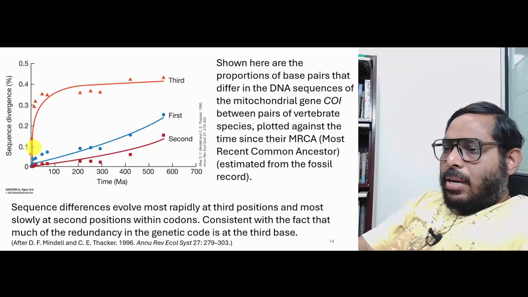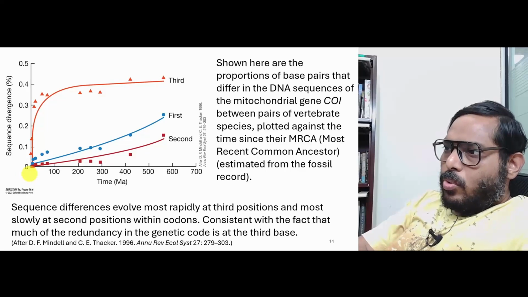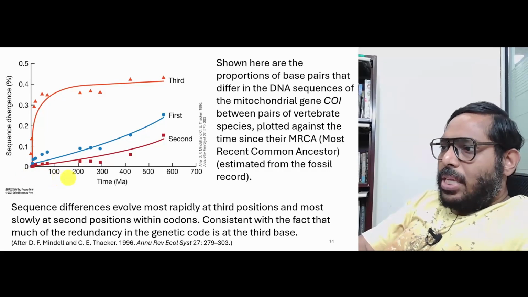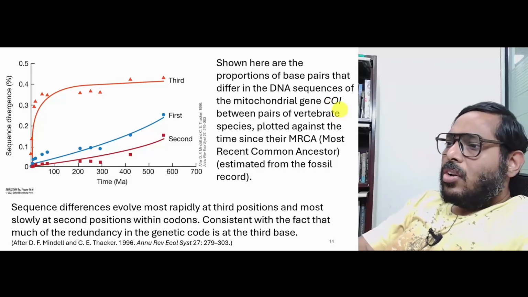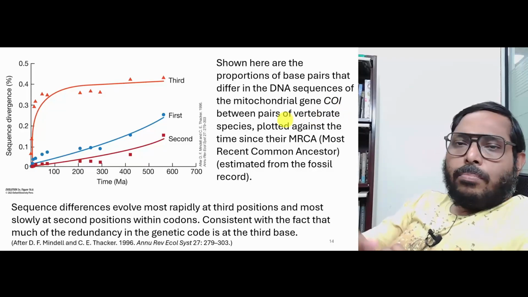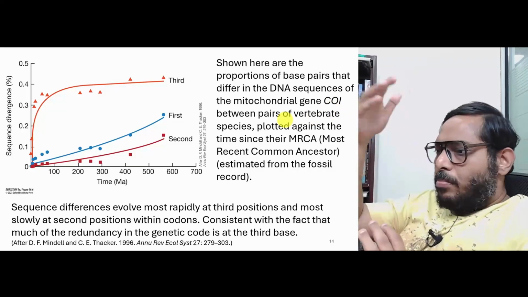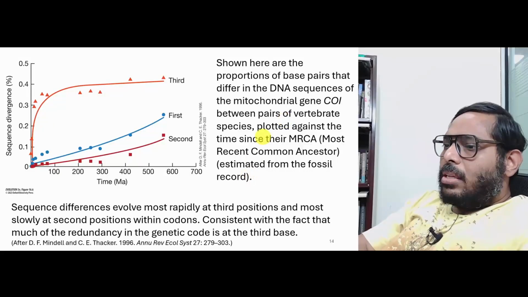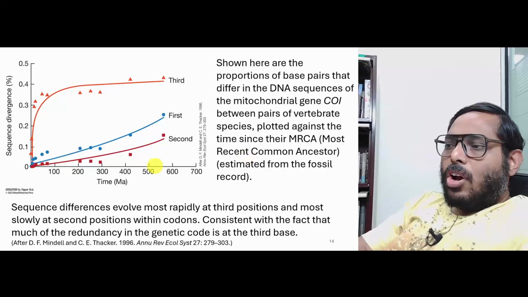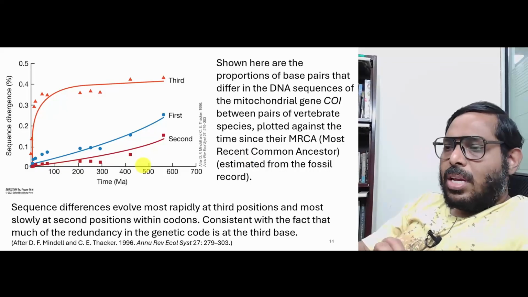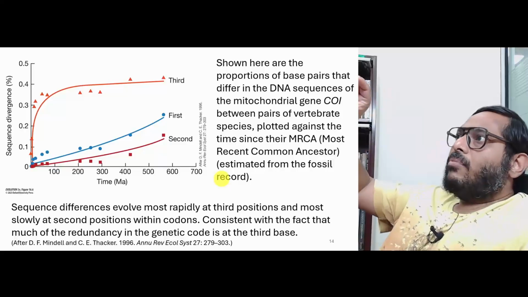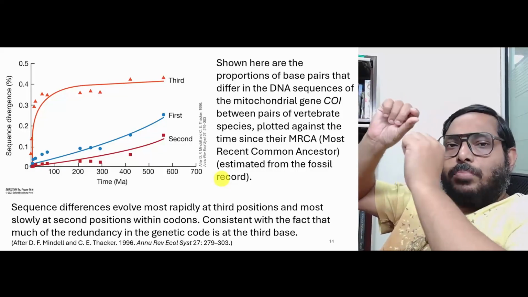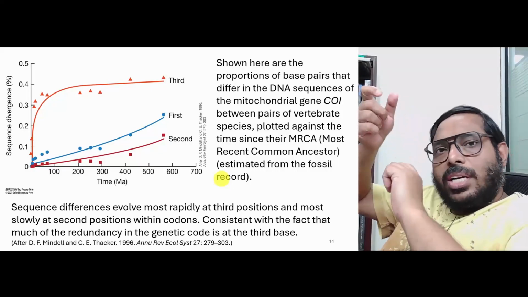So, here what we are showing you is the proportions of base pairs that differ in the DNA sequences in the mitochondrial gene called COI between pairs of vertebrate species. So, multiple pairs have been taken, and this is plotted against the time since their most recent common ancestor diverged, and that is why this is in terms of millions of years. Okay. So, they have taken pairs of species for which the fossil data is available.